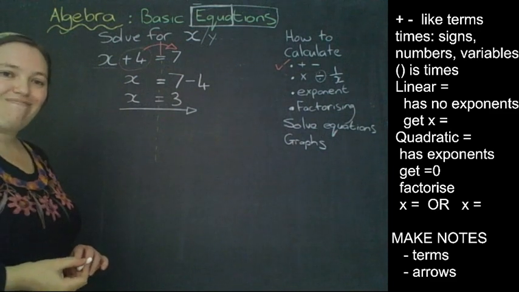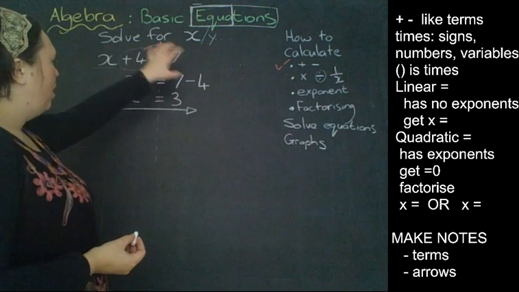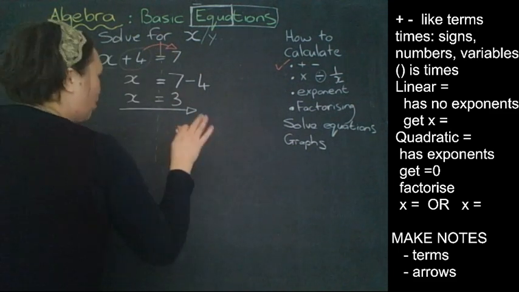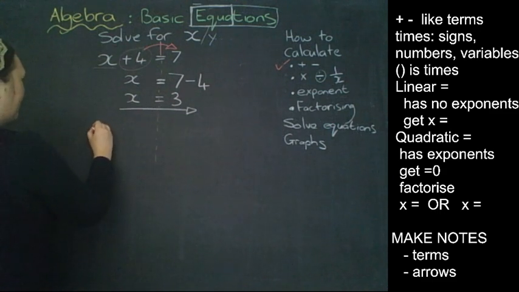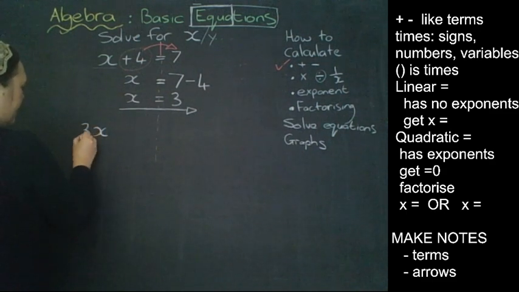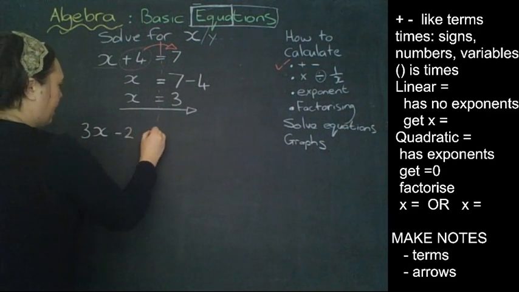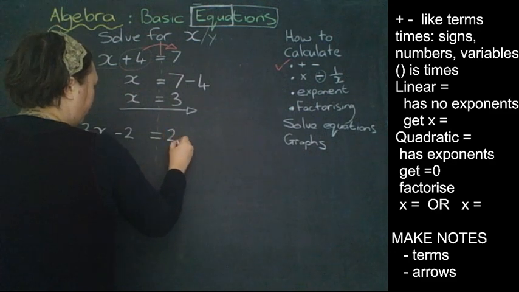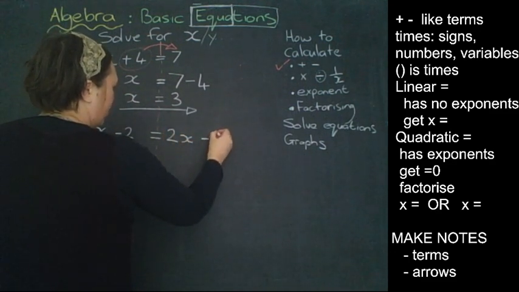That's that. So it is important that you make yourself notes as you go along so that you don't forget what you are doing. Let's do another. Let's say 3x minus 2 equals 2x minus 12.